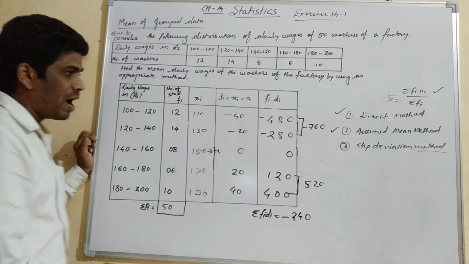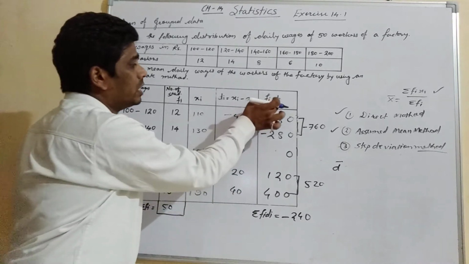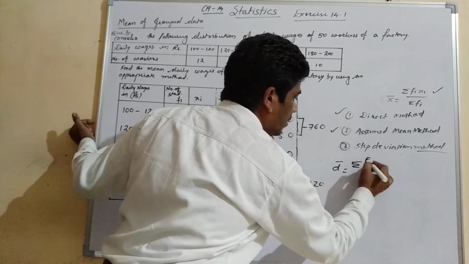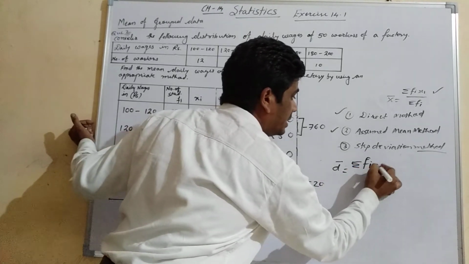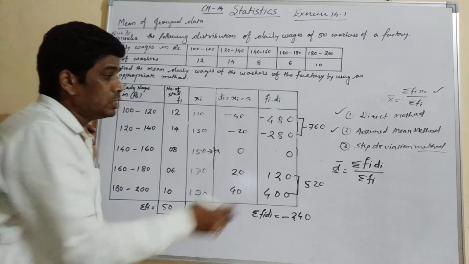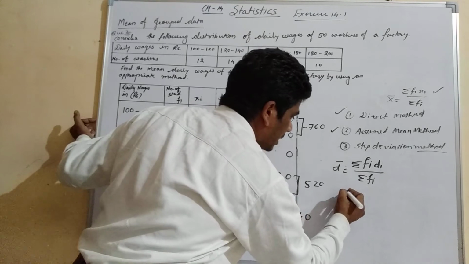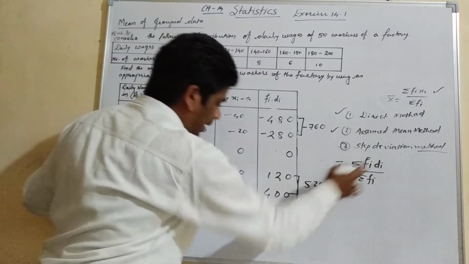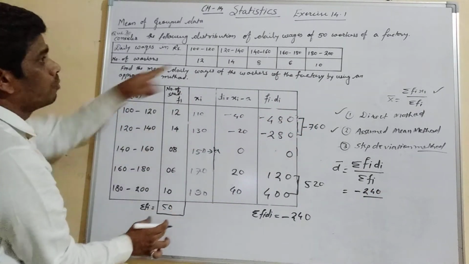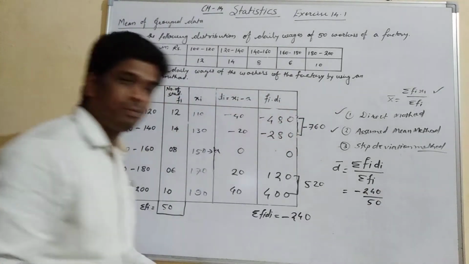After that, we will find d bar. Like x bar, we will find d bar here, because here we got fi into di. So d bar we will get by the same formula: summation of fi into di, instead of xi we write di, upon summation of fi. That is not the mean, that is the mean of the deviation. So we will find the mean of the deviation first. d bar is summation of fi into di, we got minus 240, divided by summation of fi, this total. How many workers are there? 50. So the total will be 50. So we will divide minus 240 by 50.